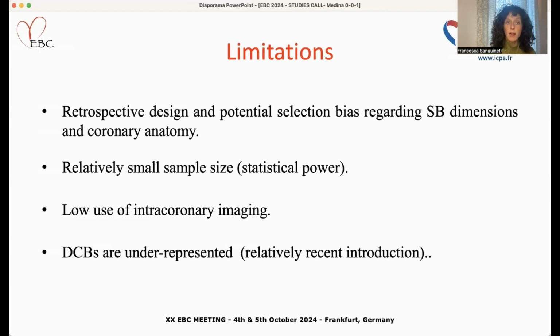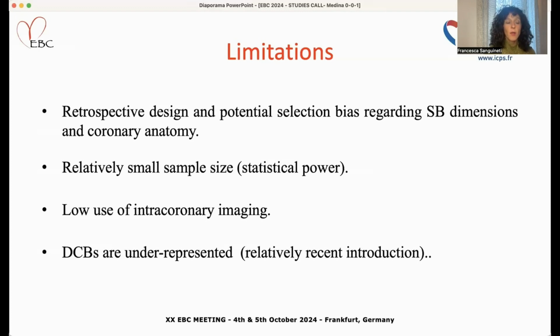Our diameters are bigger. So probably there are a lot of bifurcations treated by just oral medical treatment, which was not included in this database. The sample size is unfortunately relatively small. Even if we have 300 patients, we probably do not have enough statistical power, especially in subgroup analysis.